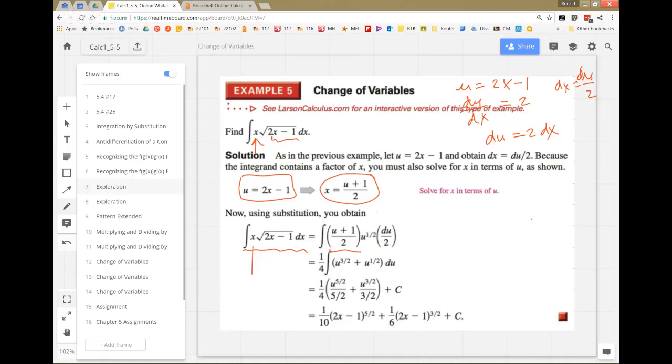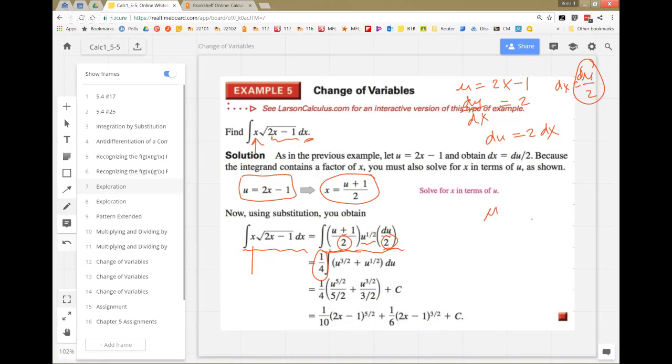The square root of 2x minus 1 is the square root of u, which they wrote as u to the 1/2. And then in place of the dx, you plug in du over 2. So this is the new problem after translating to u's. We can take out both these 2's as denominators, and let's stick them over here. So we stuck a 1/4 to the left. All right, what's left is u plus 1 times u to the 1/2.